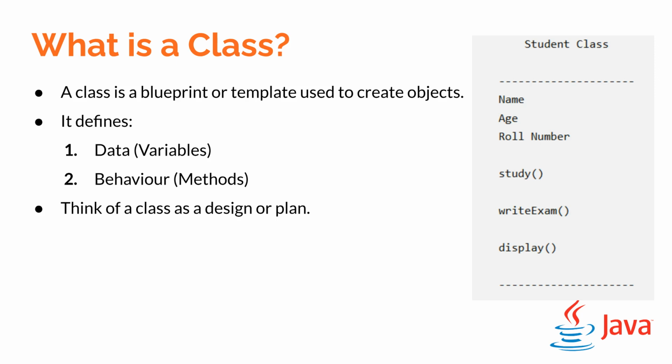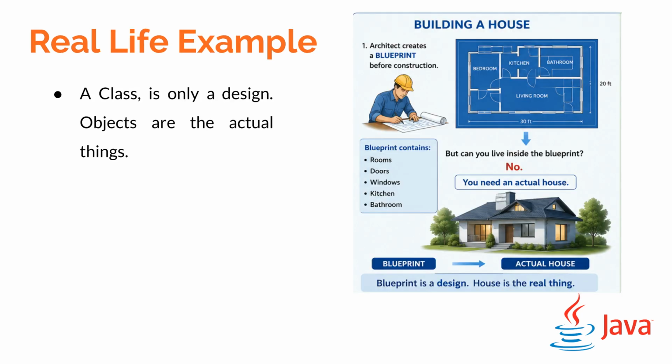Suppose we want to store student details. A student has name, age, roll number. These are data. A student can also study, attend class, write exam. These are behaviors. Java stores both inside a class. A class is only a design. Objects are the actual things.